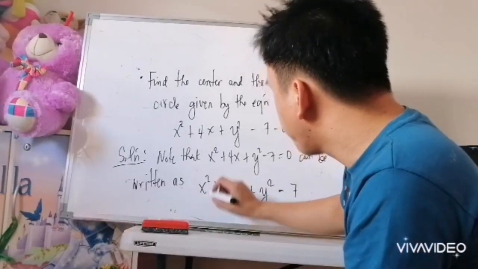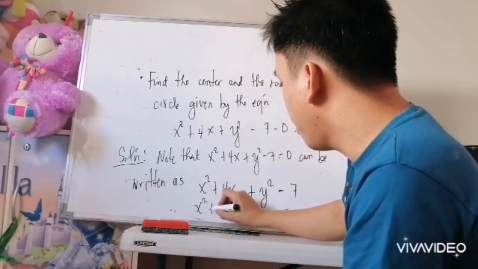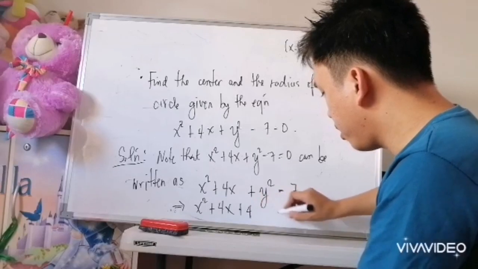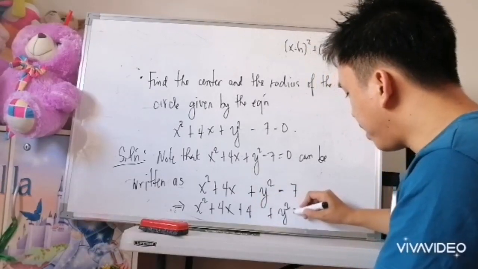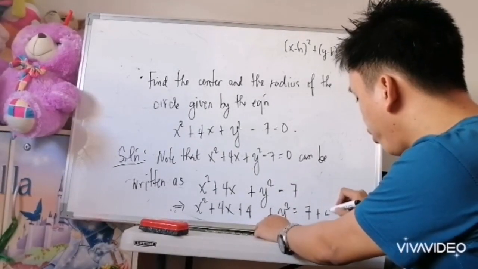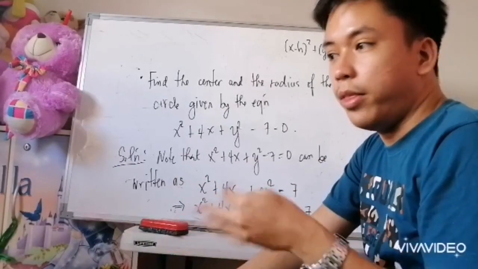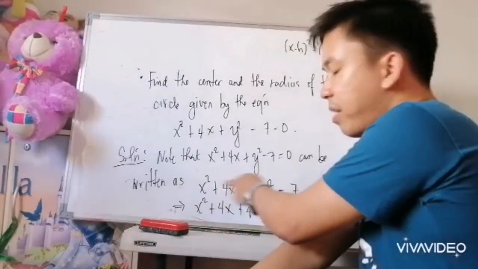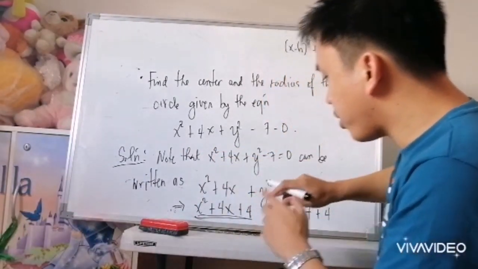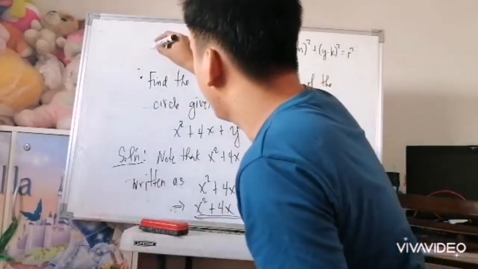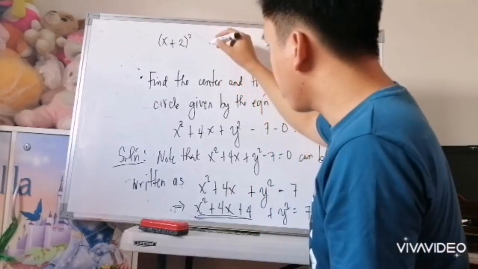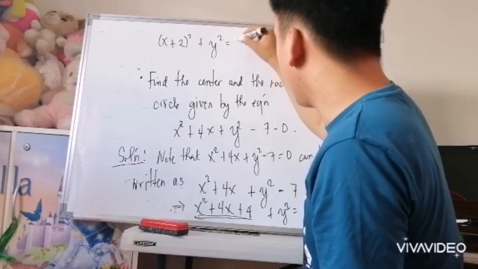So observe that x squared plus 4x, I can add here 4. And this is y squared. But since I add 4 on the left side, I should add 4 also to the right side to preserve the equality. Otherwise, this is no longer the same as this. Okay. So these terms here are now a perfect square. So if we factor that out, I can have (x plus 2) squared plus y squared equals 11.